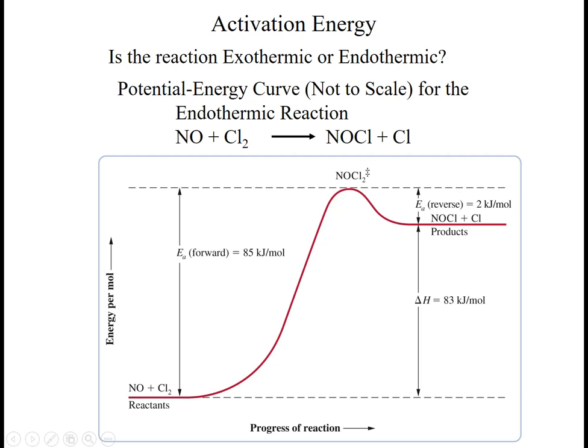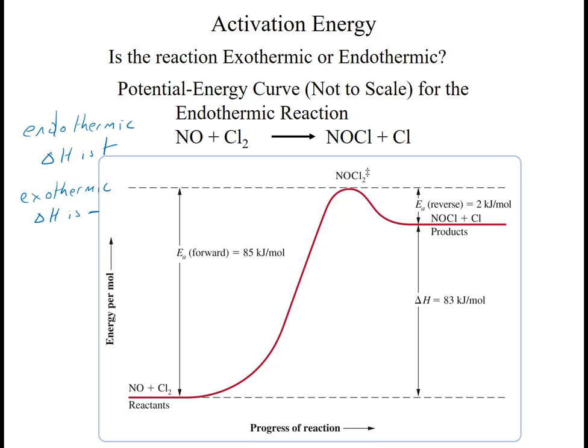The purpose of that sign is just to tell me whether a reaction is endothermic or exothermic. So for an endothermic reaction, delta H is positive. Exothermic, delta H is negative. Okay?